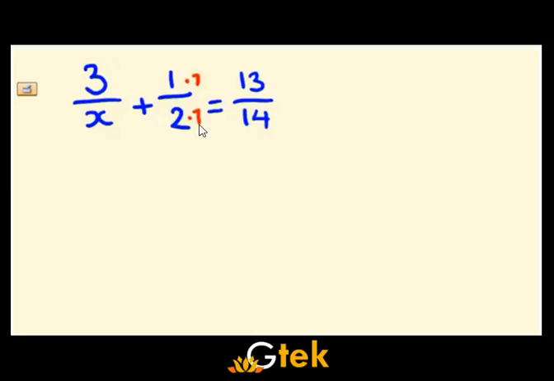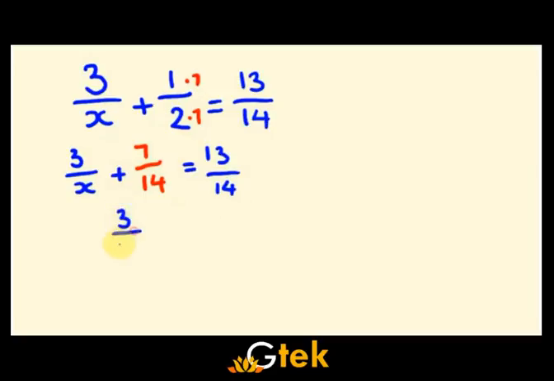Since I am multiplying this denominator by 7, I have to multiply my numerator by 7, right? So I will get 7 by 14, so that I can move this fraction to my right side to find out my x value. I'm writing my equation once again: 3 by x plus 7 by 14 is equal to 13 by 14. Easily I can move this 7 by 14 to my right side. 3 by x is equal to 13 minus 7, which is 6 by 14.